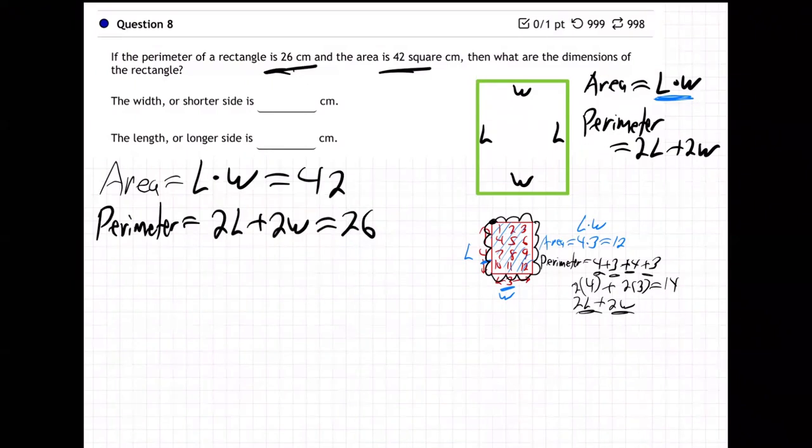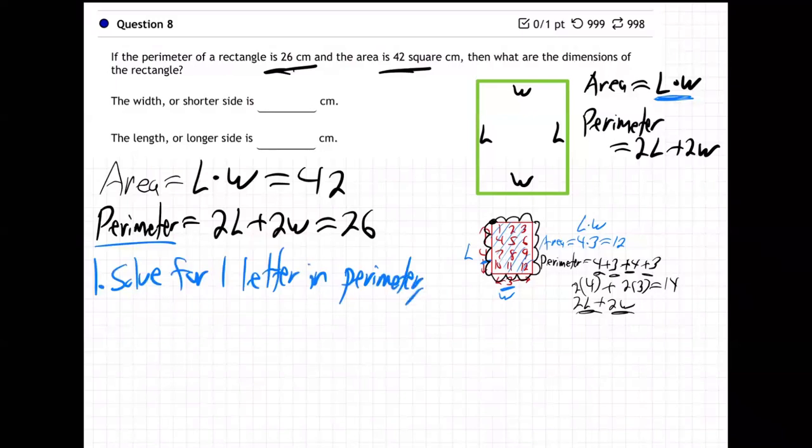Well, you're going to need to plug one of them into the other. What I would suggest, the perimeter equation, I'm going to start with him. He's actually the easier equation. You might look at the area one and think that looks simpler, but really it's easier to add things. So I'm going to take this perimeter one. So step 1, solve for one letter in perimeter, and then plug into the area formula.